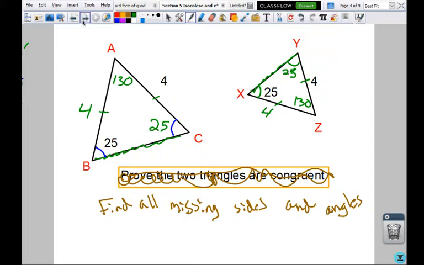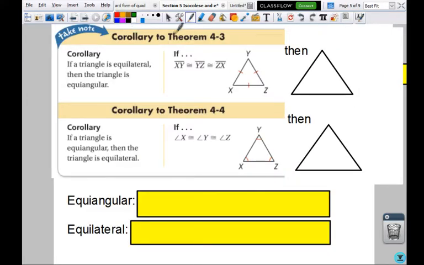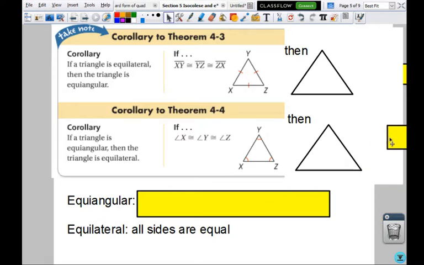Okay, so we looked at isosceles triangles. We're also going to look at equilateral triangles here. So an equilateral triangle means all three sides are equal. So equilateral means all three sides are equal.